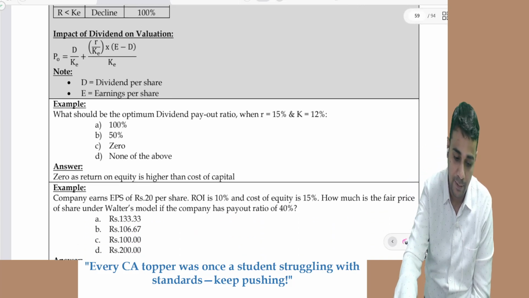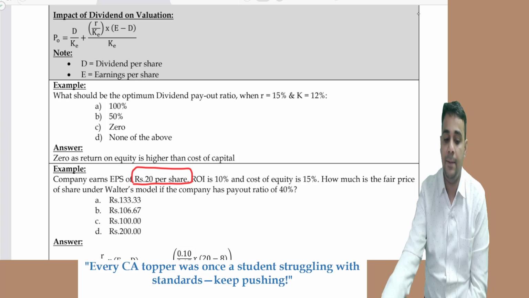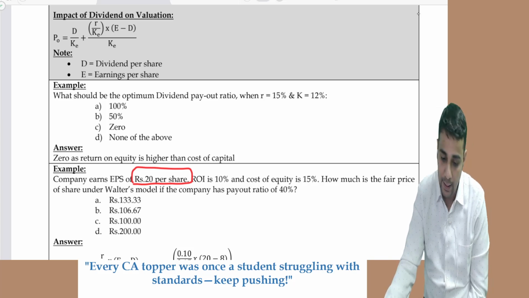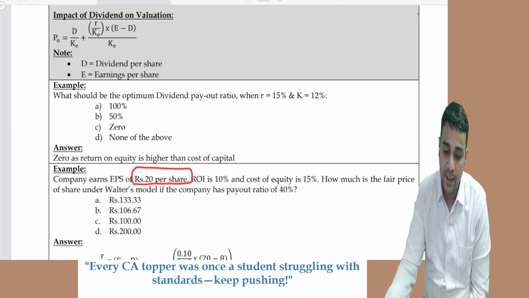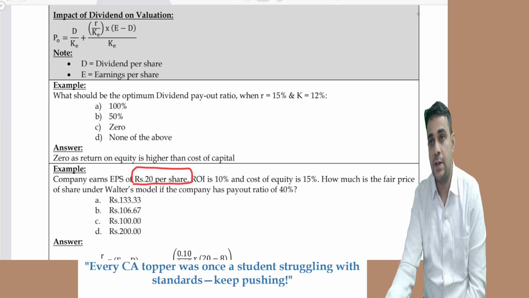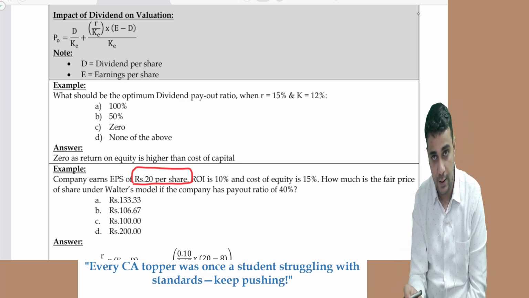Let's take an example. The company earns EPS of 20, ROI 10, cost of equity 15. How much is the fair price if you pay out 40%? Payout 40% means from 20 rupees, 8 rupees is dividend, 12 rupees is retained earnings.